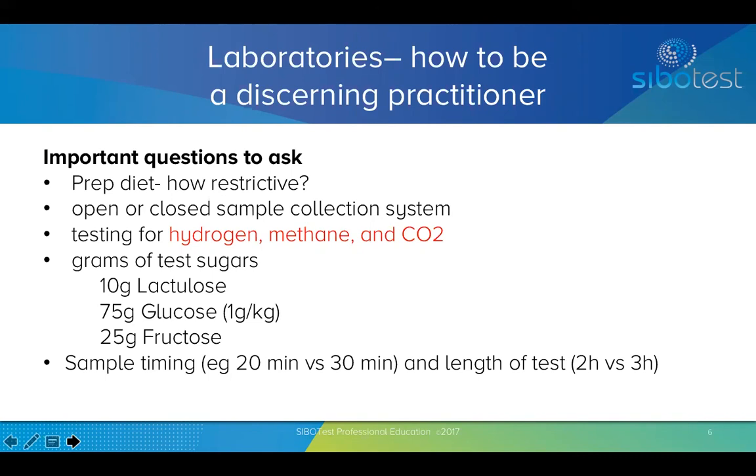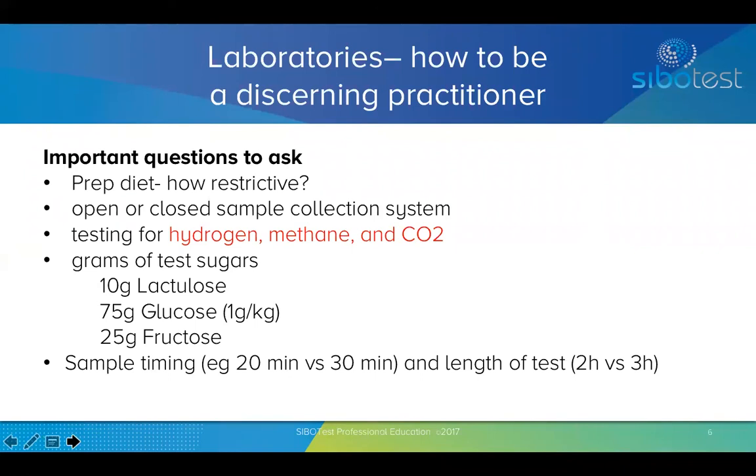Prep diet restriction is important, and also ask if they use an open or closed sample collection system. Here at SIBO-Test, we use the vacuum tubes, the vacutainers that have a vacuum in the collection tube, and this allows for a mid-breath collection. There are other older types of collection bags where the patient blows into a bag and then has to use the stopper to close the bag. So we think that the closed sample collection system has a little bit less error in collection.